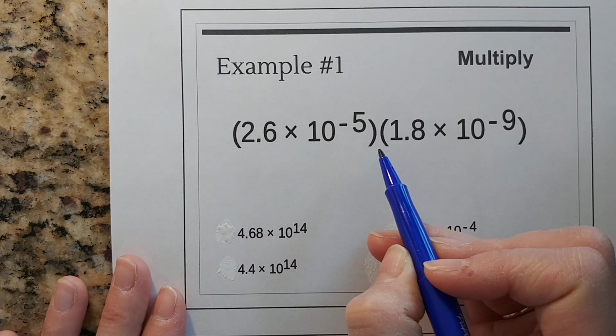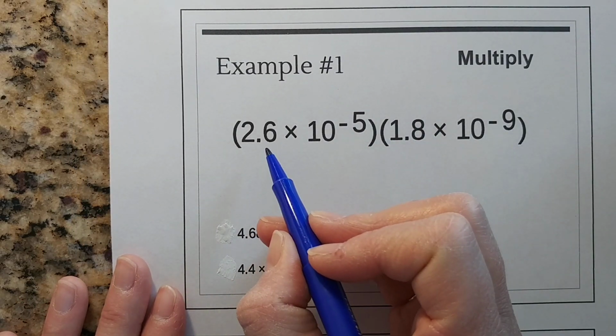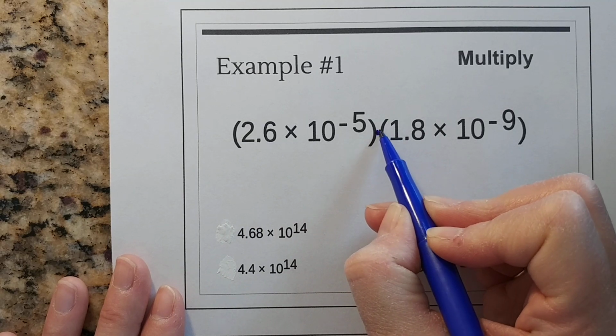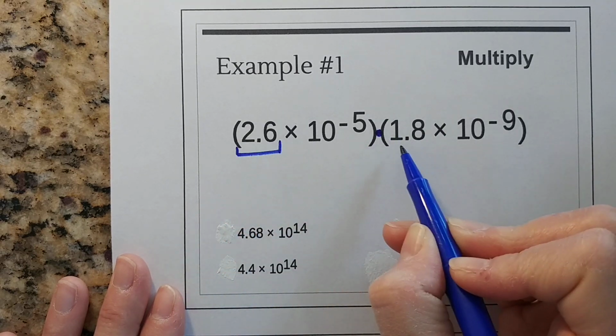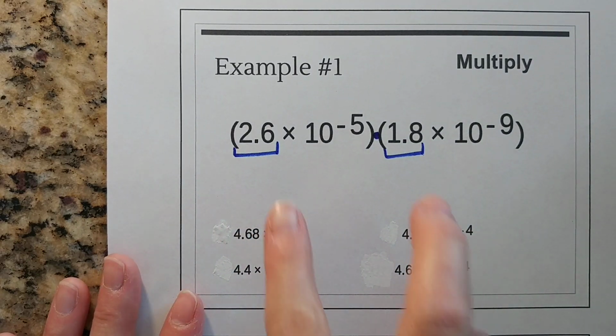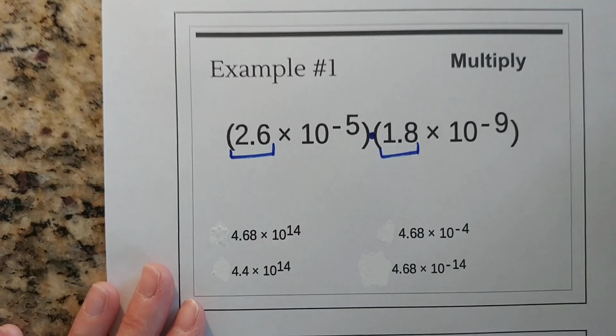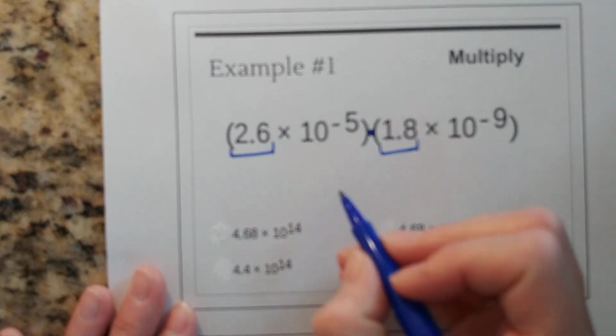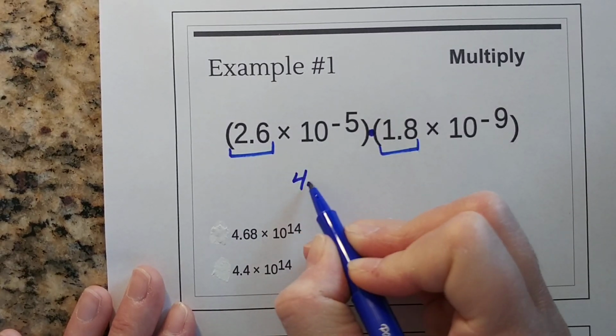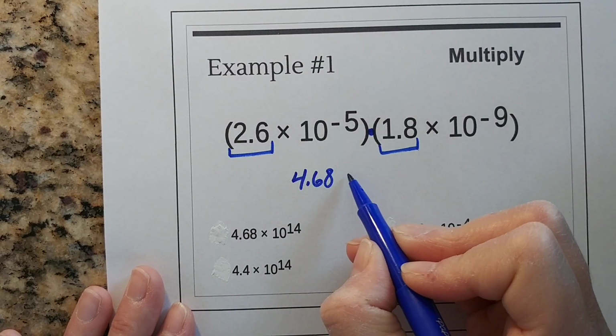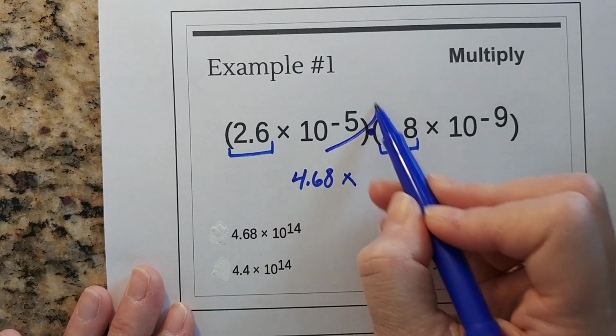Well, I know that in order to multiply this together, I can just multiply the two coefficients. Now this part you could use a calculator for, just the 2.6 times 1.8. And I get, with my calculator, 4.68.